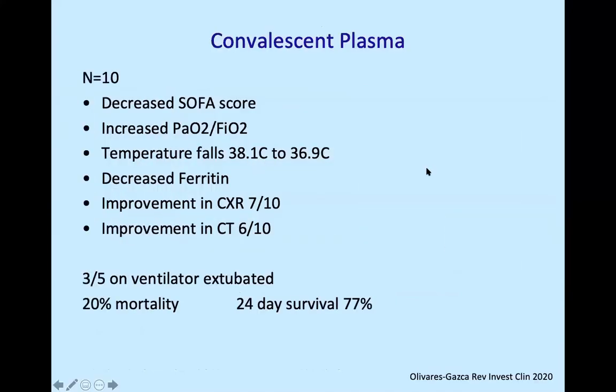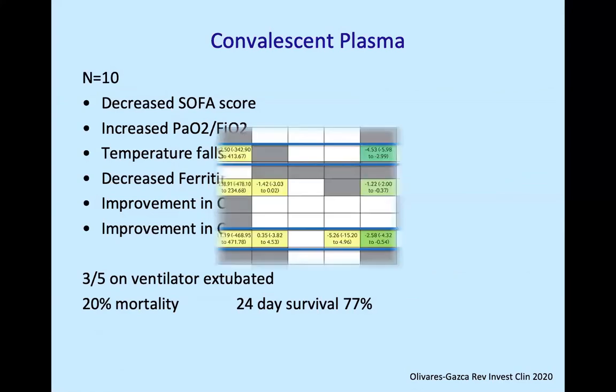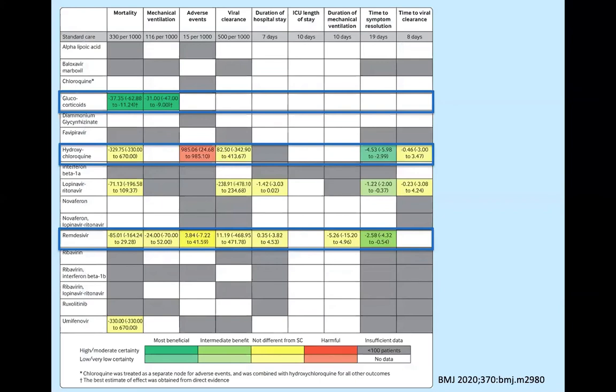Convalescent plasma, tiny studies, N of 10, N of 20, really very small, suggestive of improvement, but by no means proven. And interestingly, the BMJ last week came out with a big table, which you can see there, of all the treatments that have been trialed so far. And in standard of care, they reckon that the standardized mortality is 33% amongst those who were in these studies. Mechanical ventilation, 11.6%. Adverse events on treatment, about 15%.